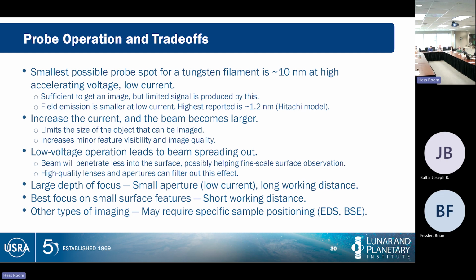Current and voltage are different settings. Current is in part controlled by the aperture. Voltage is the accelerating voltage that sends the electrons down. Low voltage operation can lead to the beam spreading out. But at a low accelerating voltage, the beam has less penetrating power, so it goes less into the sample. If I'm trying to image just the surface, voltage can be a factor in how deep my observation goes into the sample.